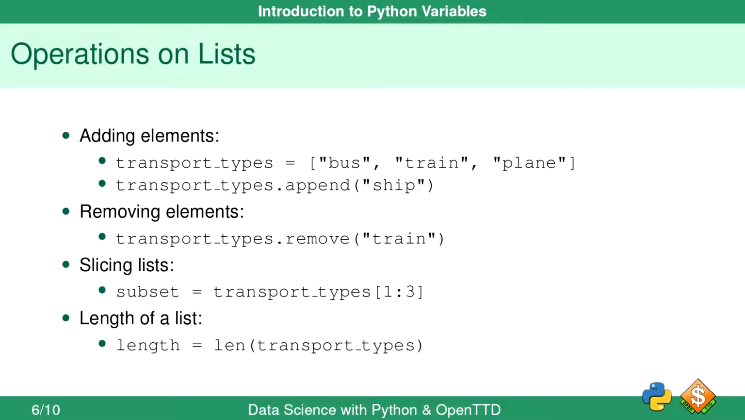We can slice a list to get a subset by specifying a range of indices in square brackets. For example, subset equals transport types with indices 1, 3 in square brackets. This gives us the elements from index 1 up to, but not including index 3. To find the length of a list, we use the len function with the list name in parentheses, like length equals len with transport types in parentheses.